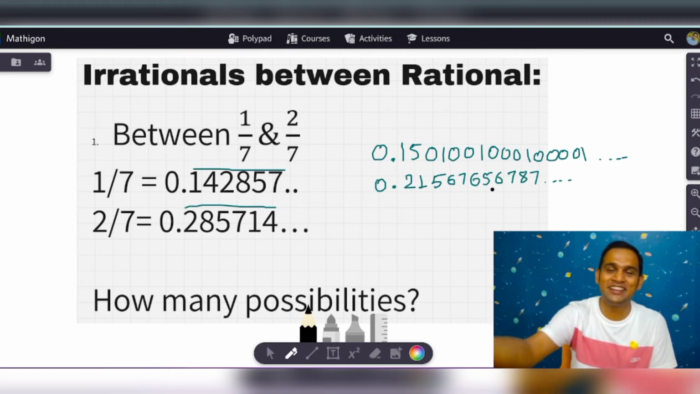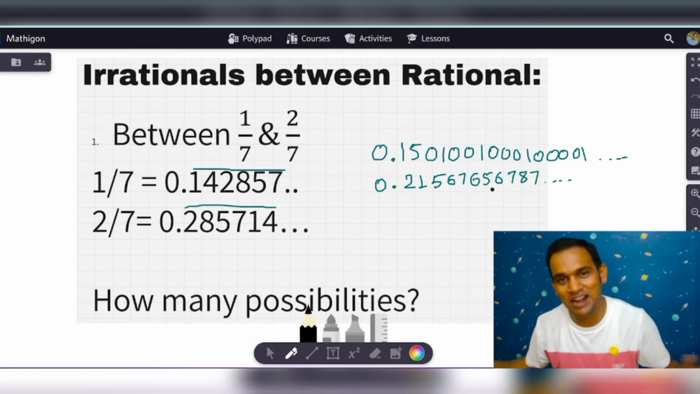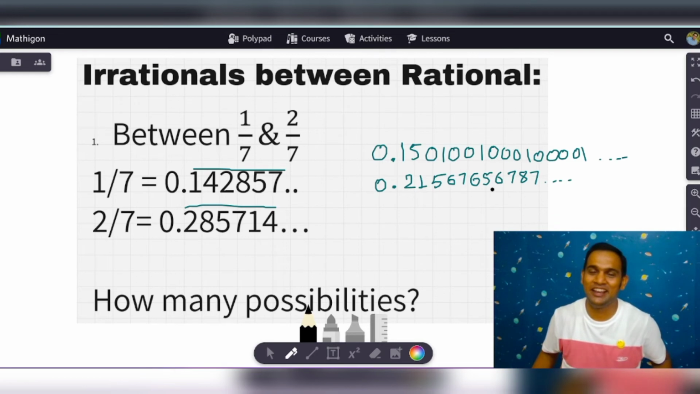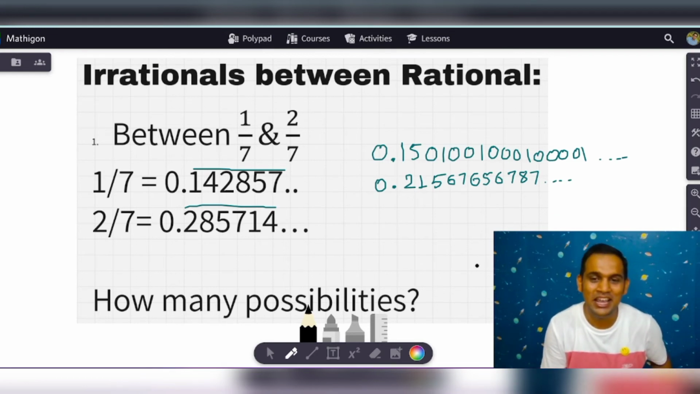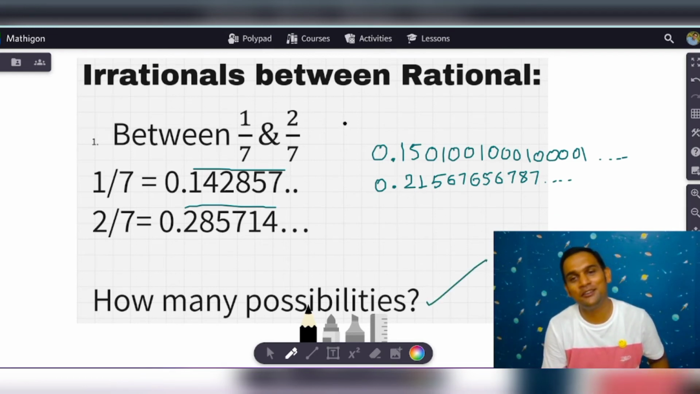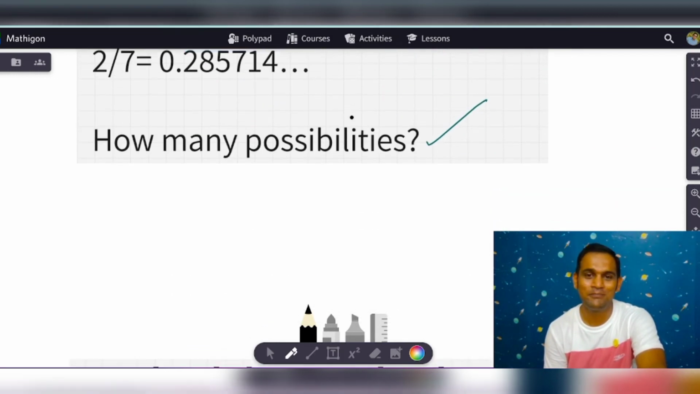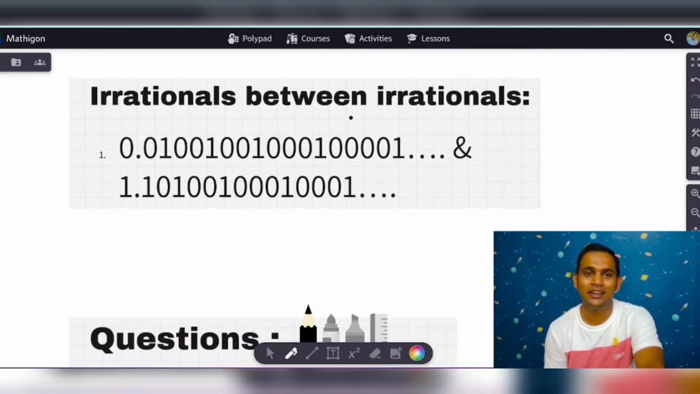So how many such creative patterns can you make with numbers? Infinitely many. So there are infinitely many possibilities of irrationals between rationals. Now the question arises: writing irrationals between irrationals.